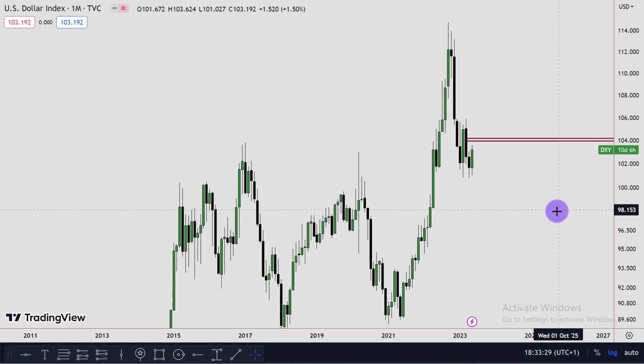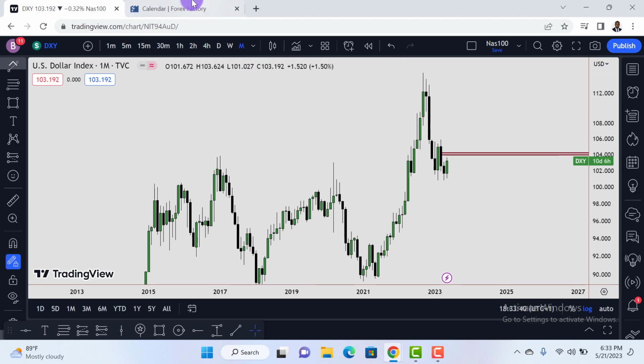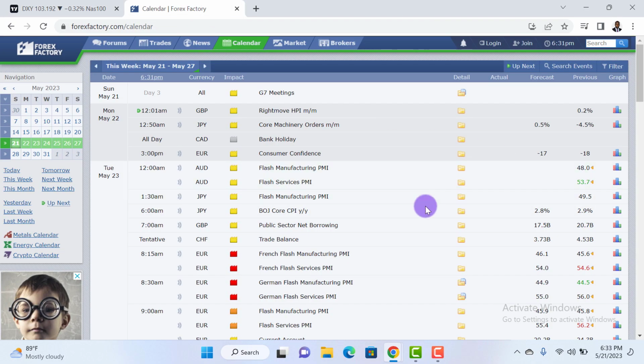So just as usual, the first thing we like to do is check what's happening on the fundamental basics. We like to go to forexfactory.com so that we have an idea of when and how the volatility is going to come into the marketplace. So we are taking note of high and medium impact news events on forexfactory.com.